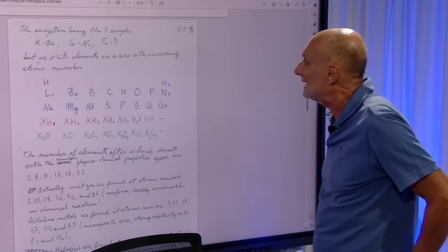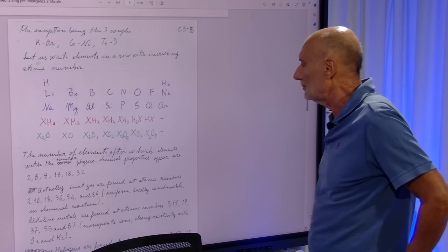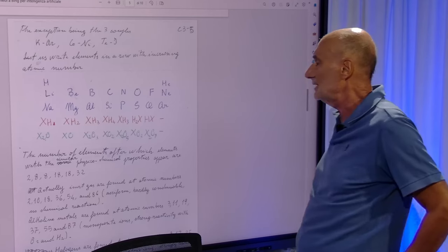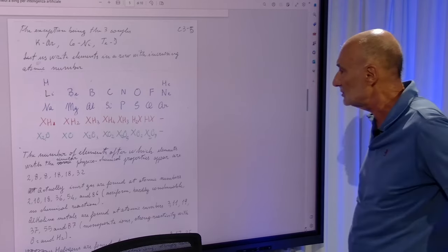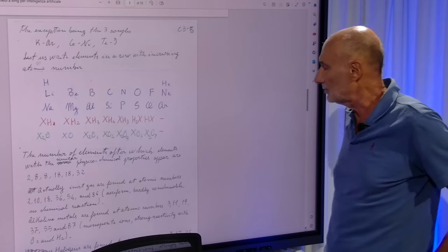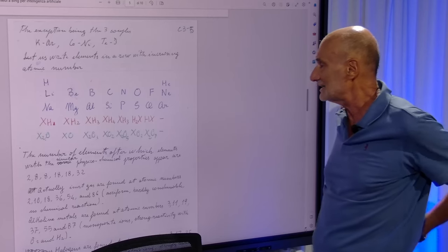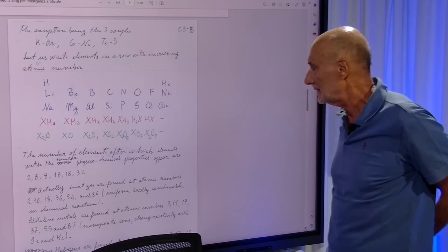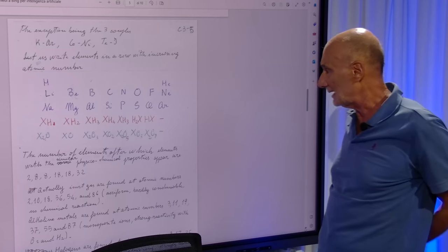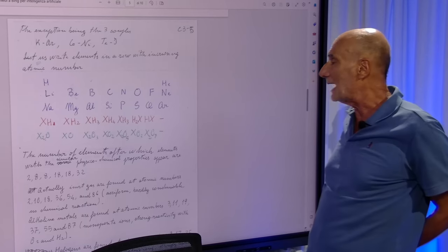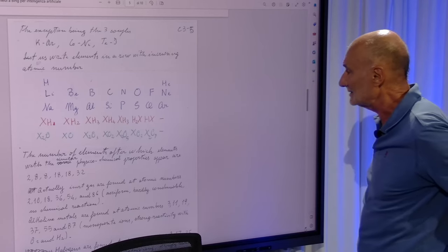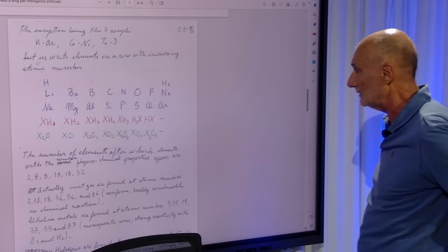Then nitrogen and phosphorus form compounds with hydrogen that exhibit the formula XH3, namely the combination ratio is 1:3. Oxygen and sulfur form compounds with hydrogen that have the formula H2X, namely the combination ratio is 2 hydrogen to 1 of the element. And then fluorine and chlorine form compounds with hydrogen that exhibit the formula HX, namely the combination ratio is 1:1.